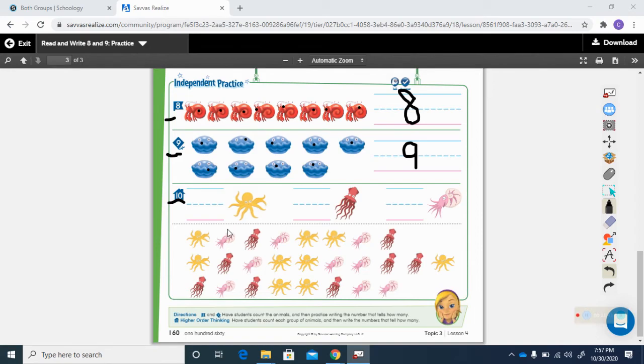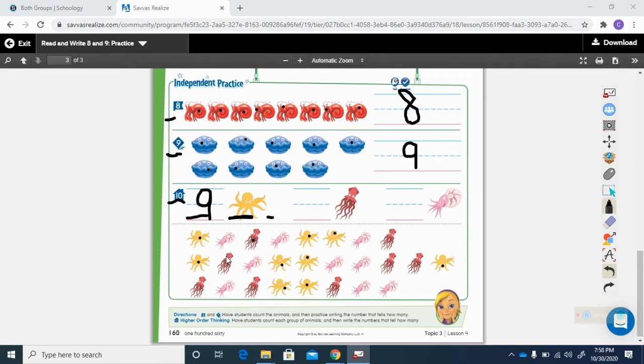Now, number 10 was the tricky one. We had 3 different animals to count. So we're going to count the octopus first. 1, 2, 3, 4, 5, 6, 7, 8, 9. And we put the 9 in front of the octopus, not after it, because we're saying we have 9 octopus. We're not going to say we have octopus 9, do we? When we talk, we usually say the number first. So 9 octopus.